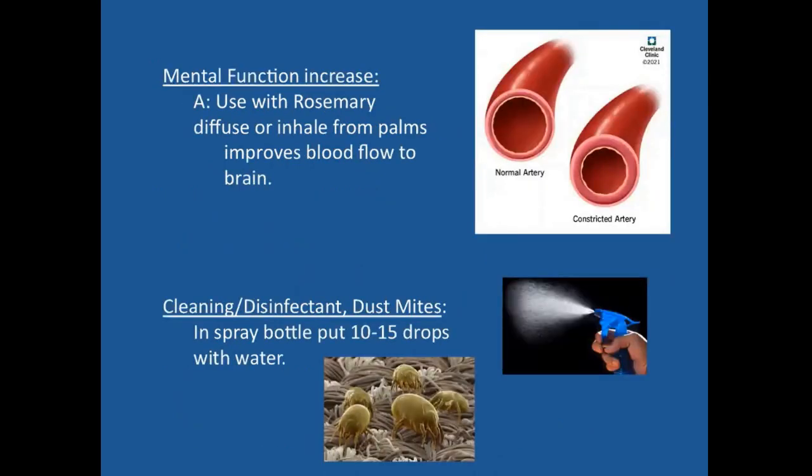Eucalyptus can also aid in mental function increase and alertness. You can use it in conjunction with rosemary in an aromatic way. So you can diffuse it or inhale it from the palms of your hands. Either way, basically it improves blood flow to the brain.